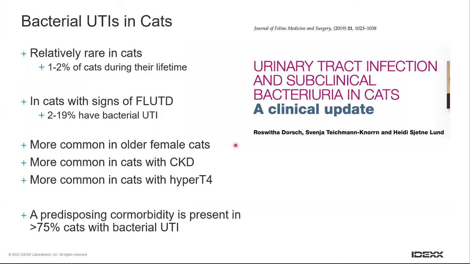So you can see here that my cat had all the classical criteria. She was an older cat, she was female, she had chronic kidney disease, and she was hyperthyroid. So I should have been sharper and quicker to realize that it wasn't going to be an FIC and that actually there was likely to be an underlying bacterial cause. When a cat has a bacterial UTI, a predisposing comorbidity will be present in more than 75% of cases. And this is a very nice paper, which I would direct you to if you're interested in more information on that.